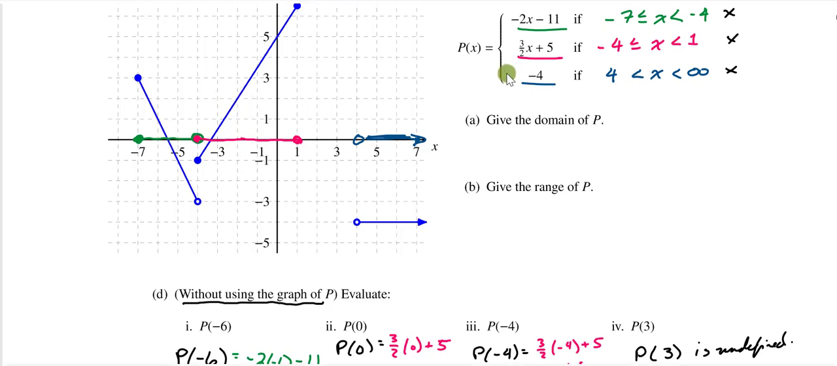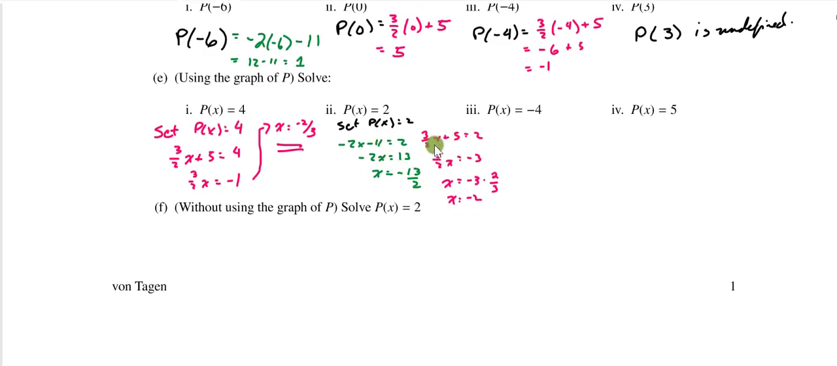So I used the graph to help me decide which of the two pieces, or which of the different pieces in the piecewise function I should set equal to the rule of assignment here.